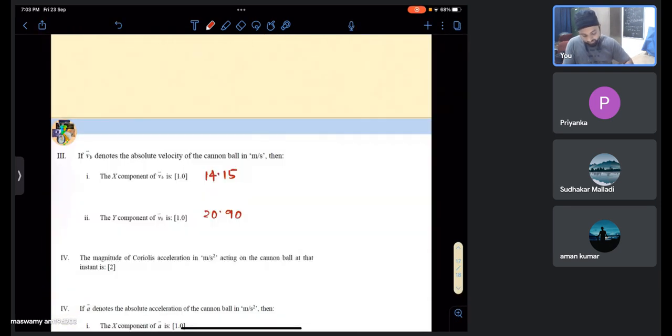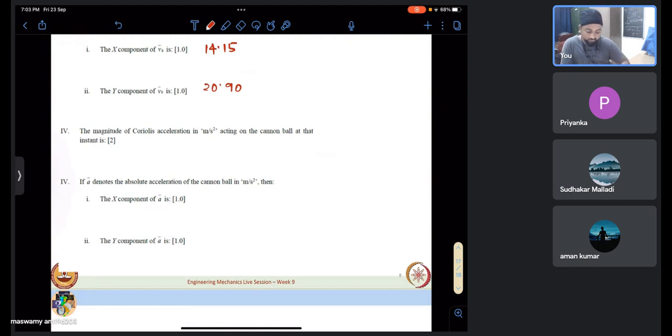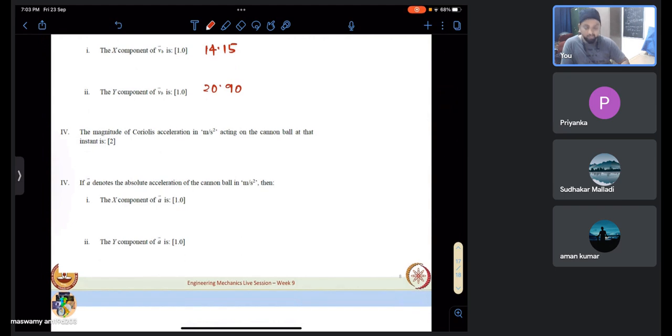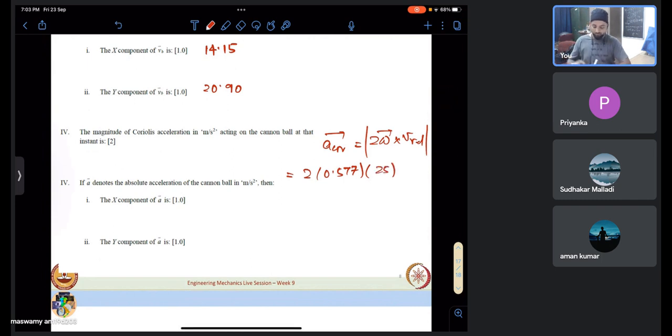Then what else is asked? Magnitude of Coriolis acceleration acting at that instant. So Coriolis acceleration we saw is nothing but 2 omega cross VREL. Magnitude is asked, so we can simply multiply them. 2 into 0.577 is what we got, into VREL magnitude, given to be 25. So 50 into 0.577. So it is 28.85 meters per second squared.